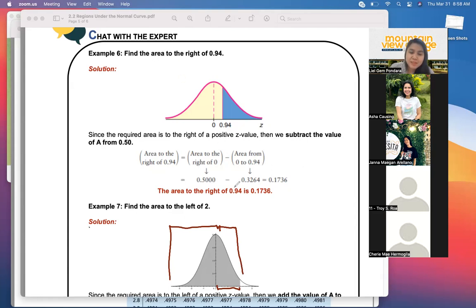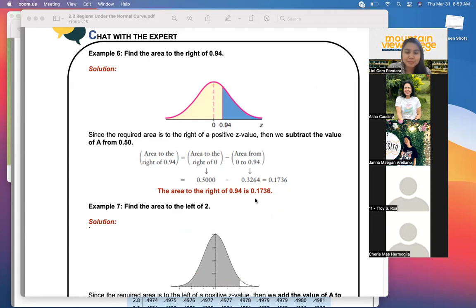Okay, I have an answer here. From 0 to 2, it's 0.4772. And it will still pass by the other half, right? The area of the other half is 0.5. So our total area is 0.9772. In some, we call it, what's the area of z less than 2? If you say less than, it means to the left. If you say greater than, like this one, z greater than 0.94, that means to the right.